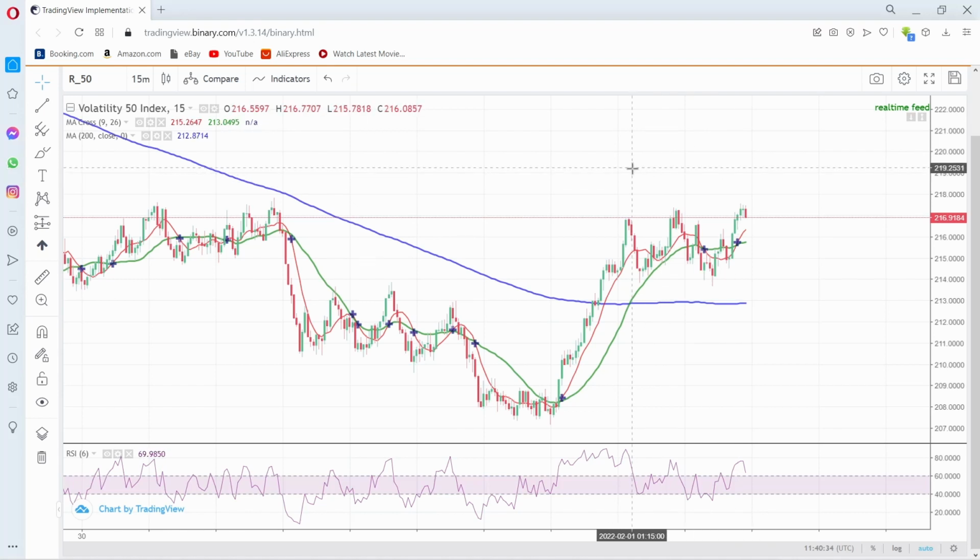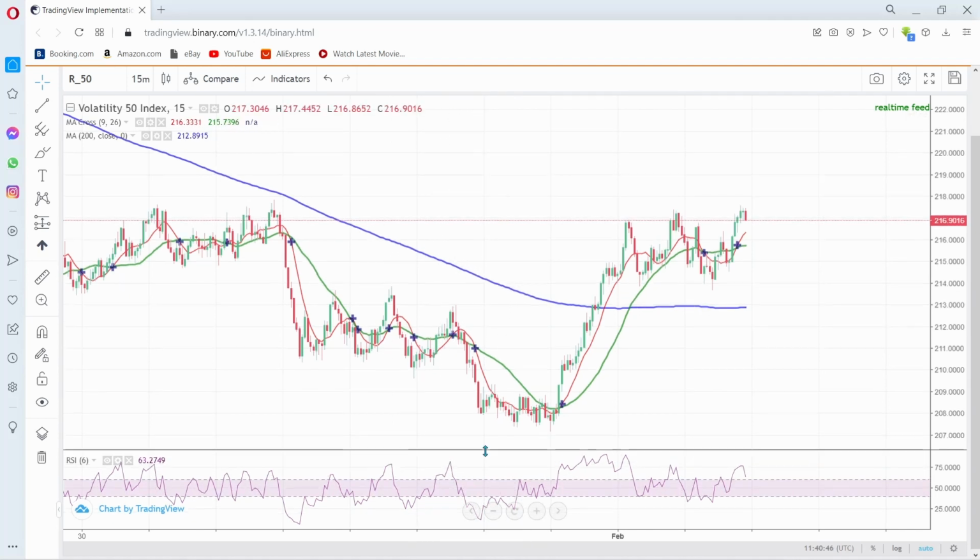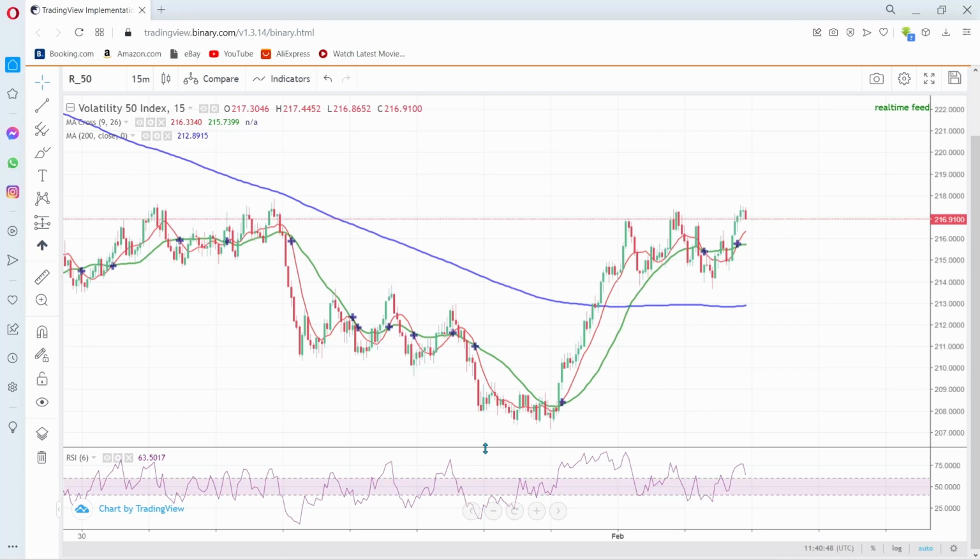So for example, over here we have the moving average, and then we've got the moving average crossover over here, and then we have the relative strength index over here, guys. I'm going to show you how to set this up at the end of the video. So just sit tight.